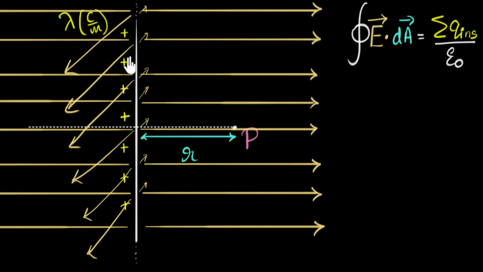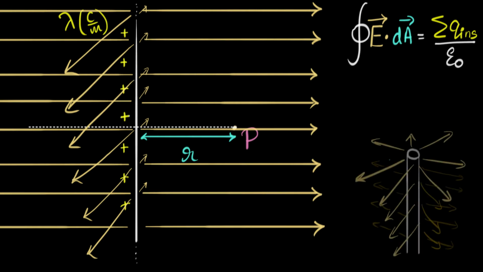If I were to show you from a different angle, it will look somewhat like this. This is that same line. I've drawn some thickness over here. The electric field is going away everywhere. Hopefully, you're able to visualize this.